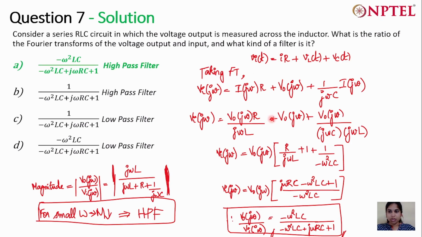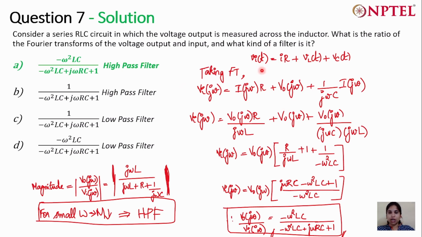So now the voltage output is measured across the inductor. So this is V naught of j omega for us. The input voltage is the sum of voltages across resistance, inductance and capacitance. So Vi of t is I into R for the voltage across resistance, VL of t for inductance, Vc of t for capacitance. And V naught of j omega is with respect to the inductor for now.